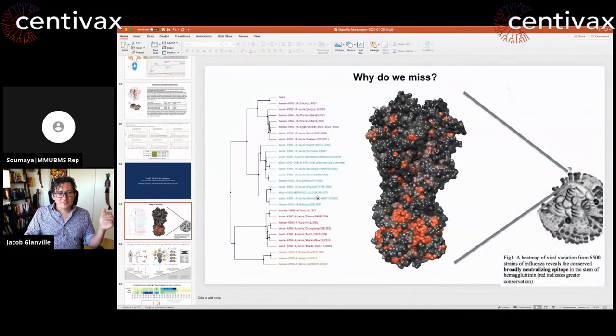So the fundamental question here is, why do we miss? I'm showing the hemagglutinin protein from influenza. The spots in black and dark are easily mutated from strain to strain. The spots in red are heavily resistant to mutation. So you can see there's one spot down here in the stem, which is ultra conserved, but there are many other mutation sites elsewhere that are conserved here and there. And if you can make antibodies that recognize those conserved sites, you're protecting yourself against many and potentially all influenza strains. The question, of course, is why do we miss?